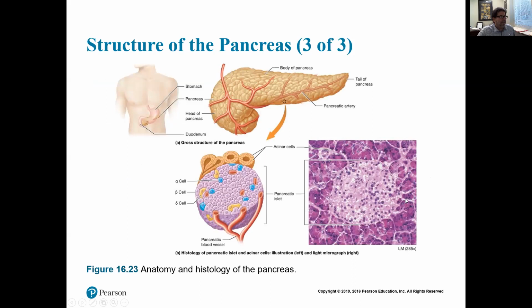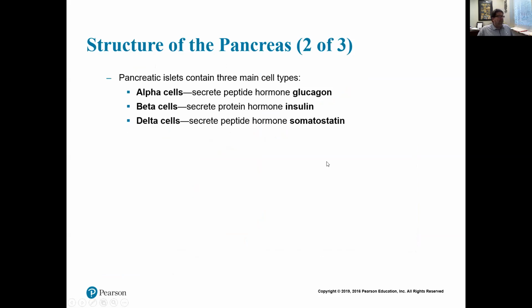These are the cells that make all of the digestive juices. But what you see in here are these little islets of Langerhans. These little structures right here are the minority. Inside these, they have three different cells: alpha cells that make glucagon, beta cells that make insulin, and delta cells that make somatostatin. Somatostatin modulates how the cell responds to insulin and glucagon, and its full function is not completely known.